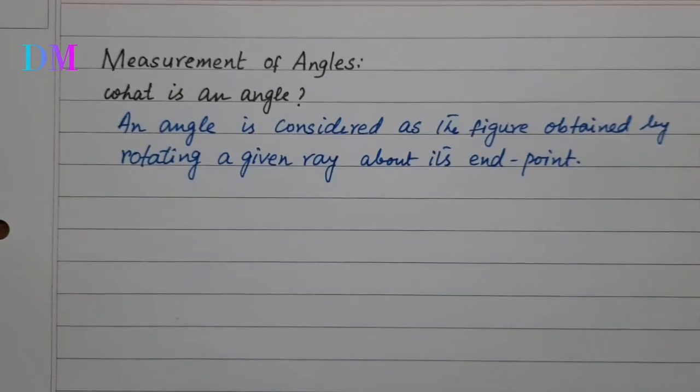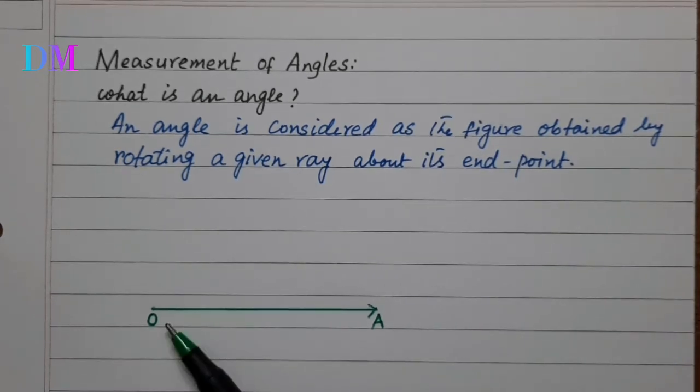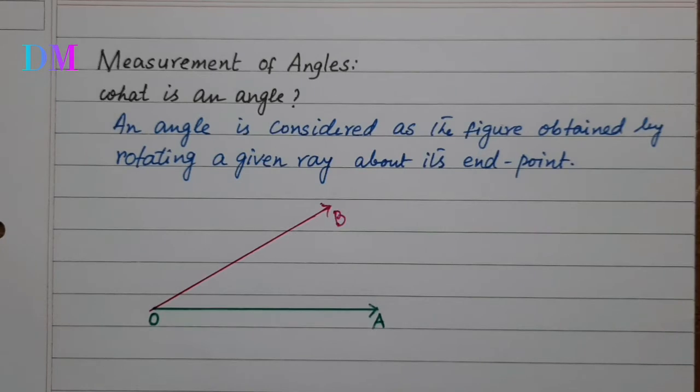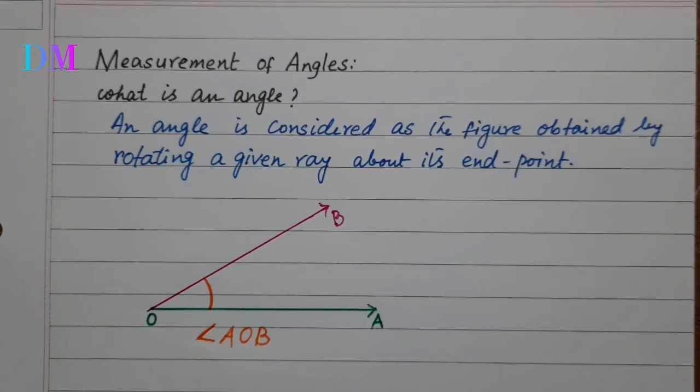An angle is considered as the figure obtained by rotating a given ray about its endpoint. Like we can see that OA is a ray where O is the endpoint. Now if this ray rotates about its endpoint O and takes a position OB, then we can say that angle AOB is generated. Here OA and OB are called the sides of the angle AOB.